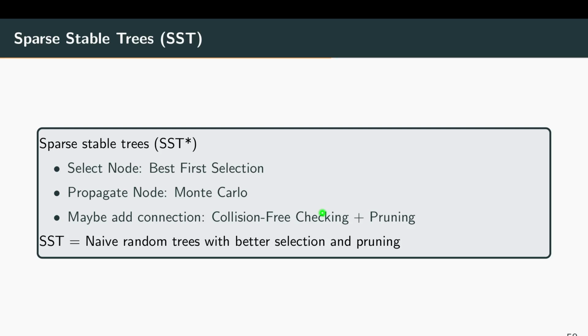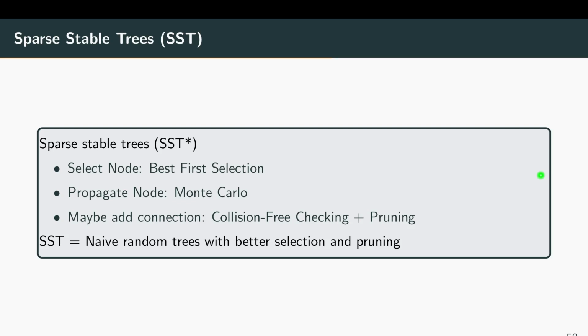And it's also, again, another instance of this meta algorithm. So here we use something new for select nodes. We use this best first selection, which we talk about in a second. For propagate, we still use Monte Carlo. And for the add connection, we actually use also an extension that adds a little bit of pruning. And then in the paper, they also sold it as basically a naive random tree with a better selection and better pruning.